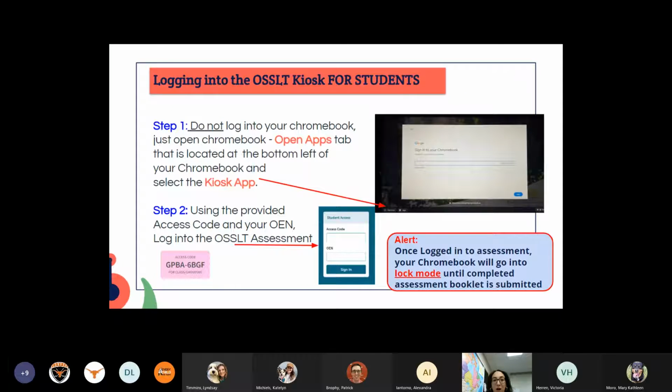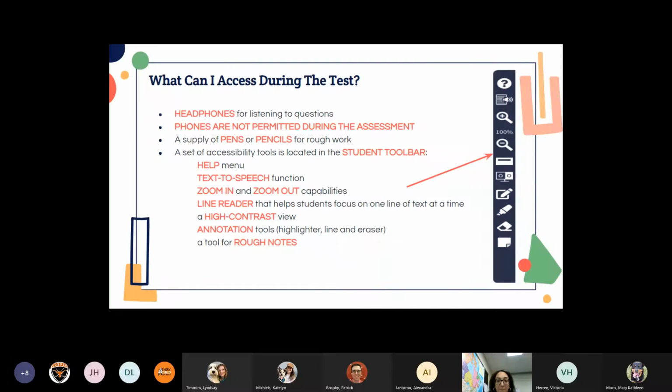Your teacher will again show you how to log in, but again, it's going to be on a Chromebook provided by the school. And there is a special way to access the test, which your teacher will give to you. And I just want to quickly mention, your Chromebook will go into lock mode, meaning you won't be able to access outside material, outside websites. So you will be completely focused on the test. You can't go outside of that.